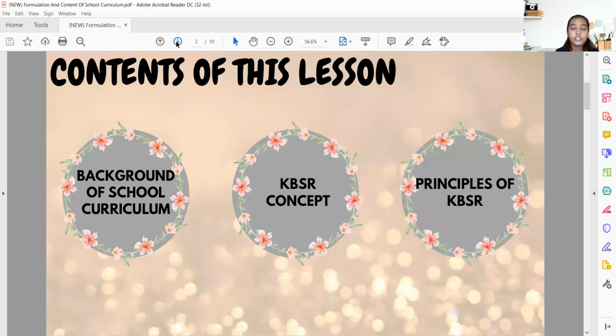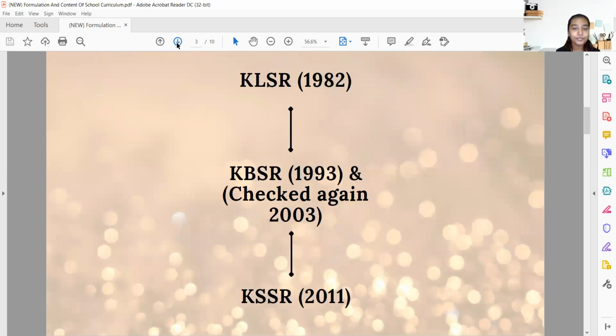The contents of this lesson are the background of school curriculum, the KBSR concept, and the principles of KBSR. So this is the flowchart of how the school curriculums have changed ever since the year 1982 to the year 2011.